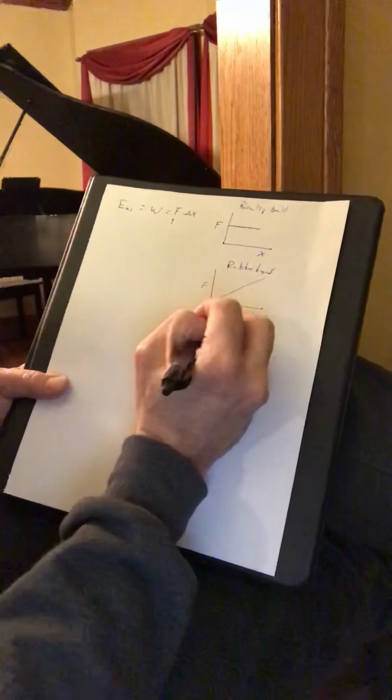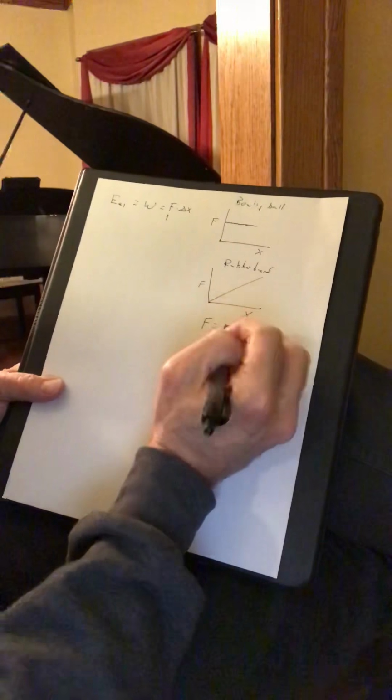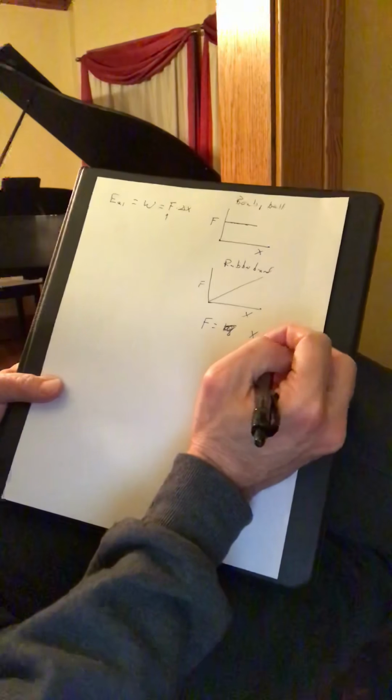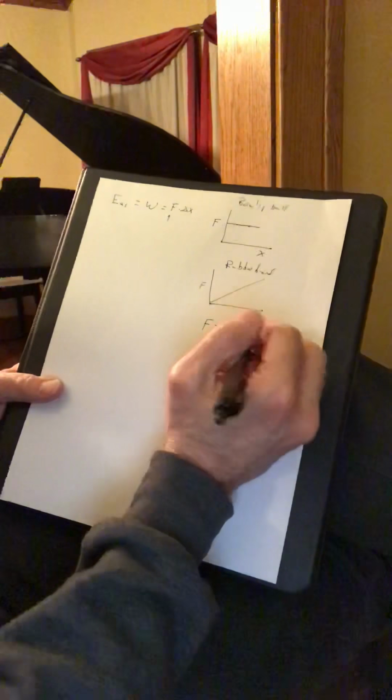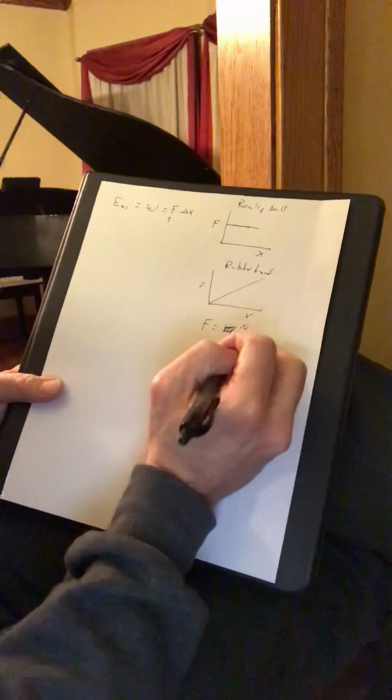Marvy, hey, give me the equation of that line. Well, this is going to be F equals some number, the slope, times x, and the y-intercept would be 0 because 0 displacement requires 0 force. What are the units of this? That's going to be newtons per meter.